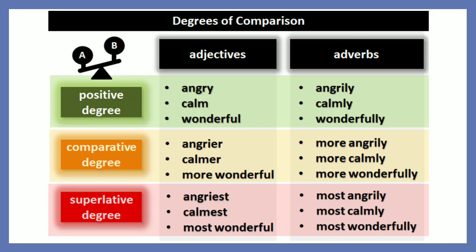Let us make a comparison between adjectives and adverbs. Look at the word. Angry is the adjective. Angrier and angriest are the comparative and superlative forms. Angrily is the adverb in positive degree. More angrily, most angrily. In the same way, calm is the adjective in positive form. Calmer, calmest. Calmly is the positive degree of the adverb. More calmly, most calmly.